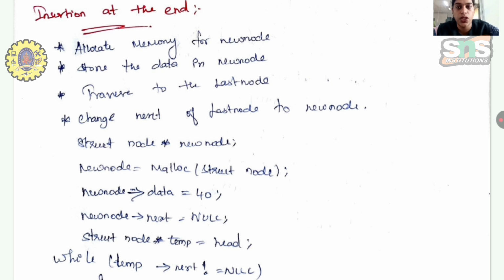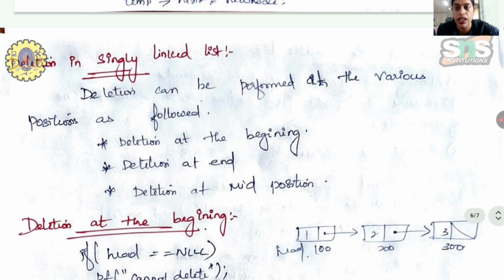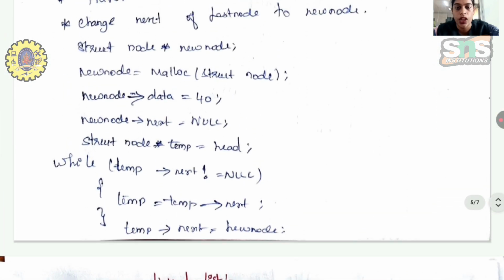Okay, the steps: first we have to create a new node, assign the data, and set its next to null. If the list is empty, make head point to the new node, otherwise traverse to the last node and set the last node's next to the new node. This is the simple process we follow to insert a new node at the end.